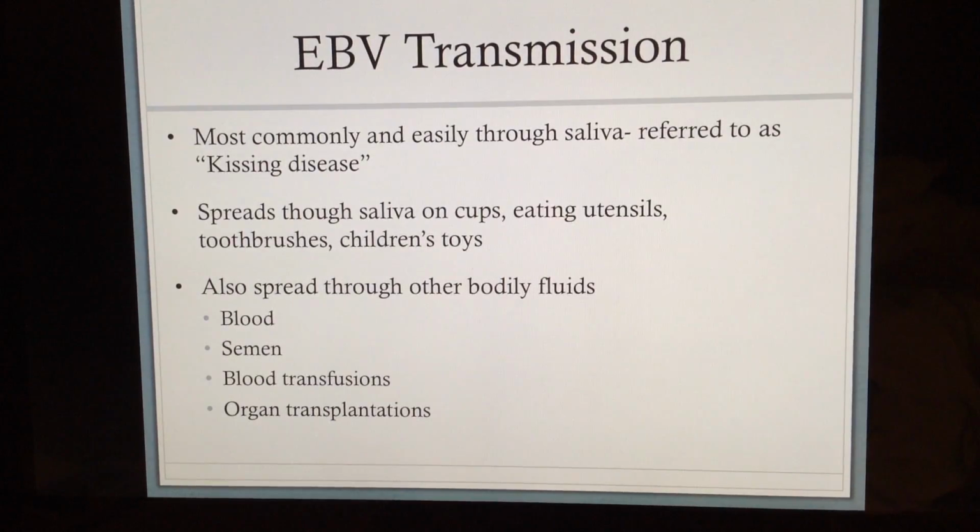The Epstein-Barr virus transmission, it's most commonly and easily transmitted through saliva. It's been referred to for a long time as the kissing disease. It's spread through saliva on cups and eating utensils, forks, spoons, toothbrushes, the saliva on children's toys. It can also be spread, though more rarely, through other bodily fluids such as blood or semen through sexual contact, also through blood transfusions and organ transplantations.